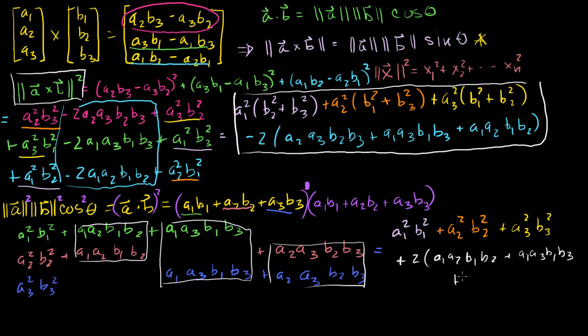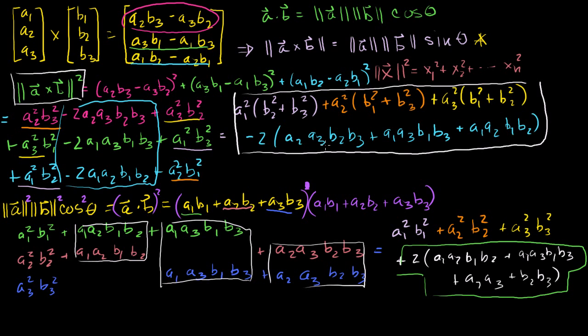Finally, plus a2, a3, plus b2, b3. And you might have noticed something interesting already. If you compare this term right here to that term right there, they're the same thing. You have an a1, a2, b1, b2, and a1, a2, b1, b2. This term and that term are the same. Let's look at the other terms.